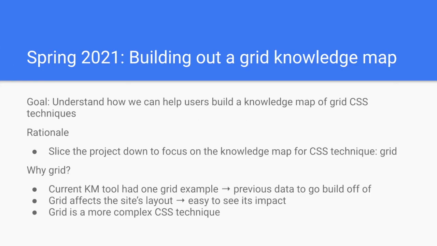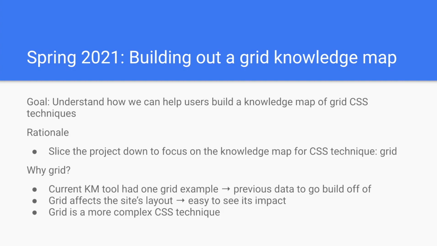Our focus for this quarter was building out a grid knowledge map. Our goal is to understand how we can help users build a map of knowledge of grid CSS techniques to gain better conceptual understanding and become more of an expert in CSS grid. We decided to slice down the project to focus only on CSS grid layout techniques so that we could deeply understand how to help users build out a knowledge map and become experts for one specific example.